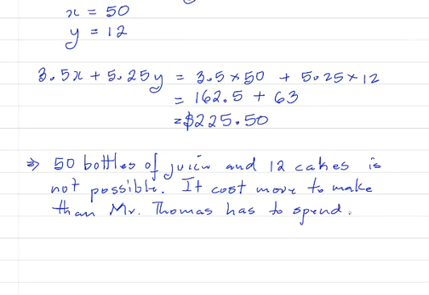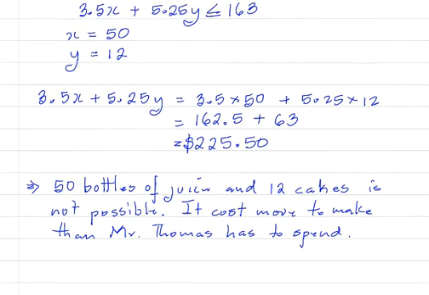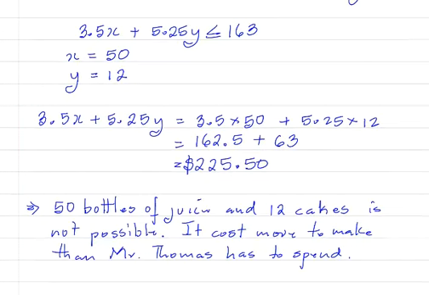All right. So the cost for making the 50 bottles of juice and the 12 cakes is $225.50, which is more than the amount of money that Mr. Thomas has to spend on a daily basis, which is $163. So this amount violates the third condition under which Mr. Thomas operates his business. Therefore, it is not possible. This combination of cake and juice is not a part of the solution set.